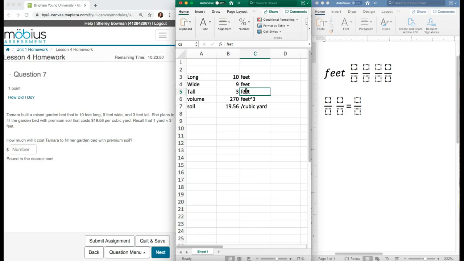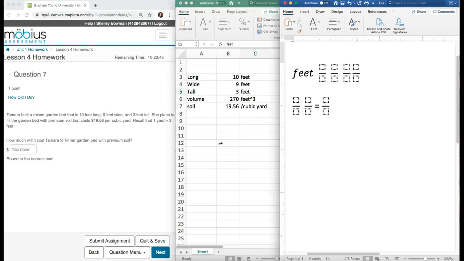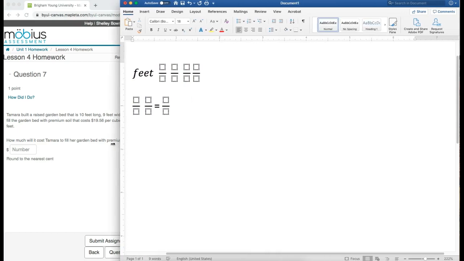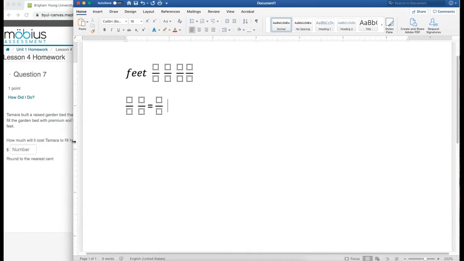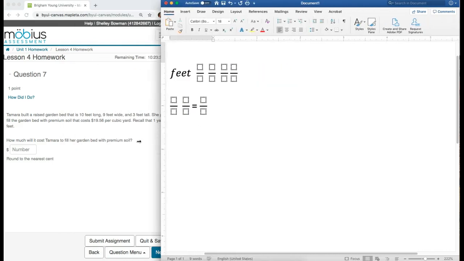So the thing I'm going to do is come over into my Word document. I will expand this a little bit so that you can kind of see, and then I'll come back. So I have 270 feet, and so I'm going to type in, this is what I got, and I need to do a unit conversion to get me down to cubic yards.